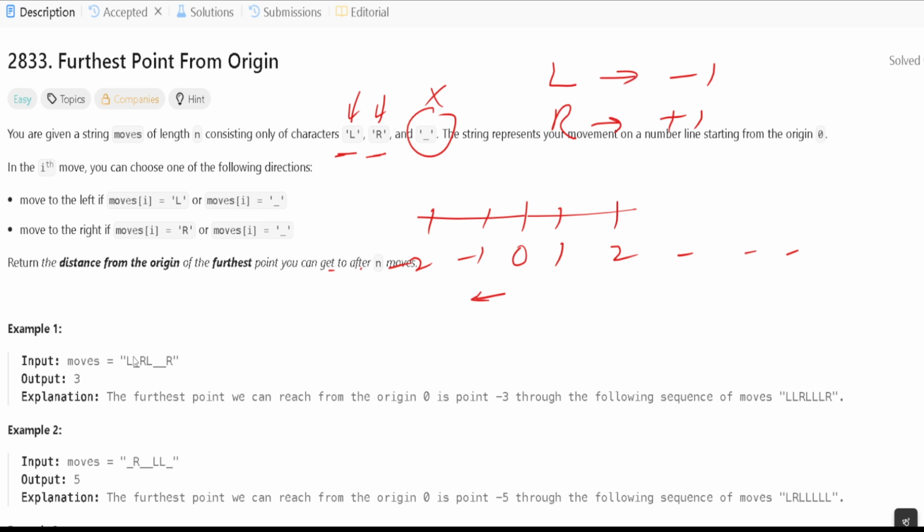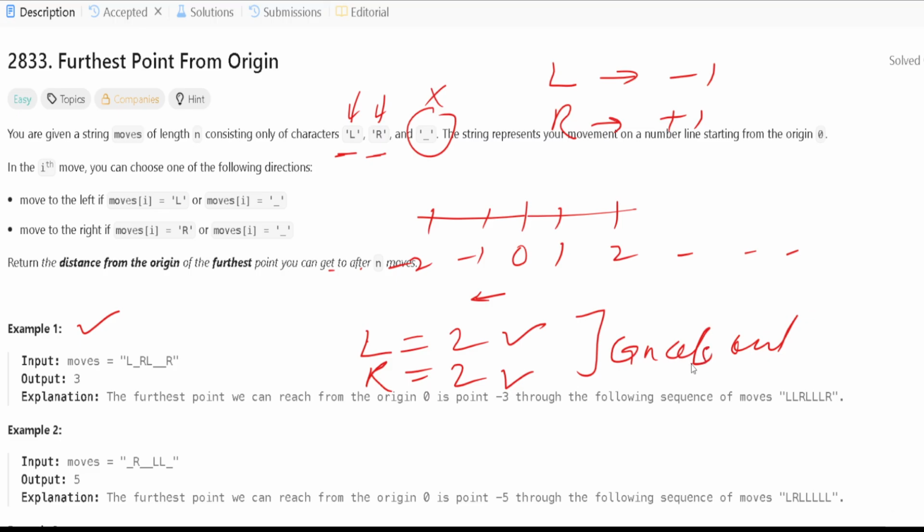Okay, so let's think about this problem. How many L do we have here? We found that L comes 2 times and R also comes 2 times. So suppose left moves two times and right moves two times, they will cancel out. It means we will be at position 0 here, correct?